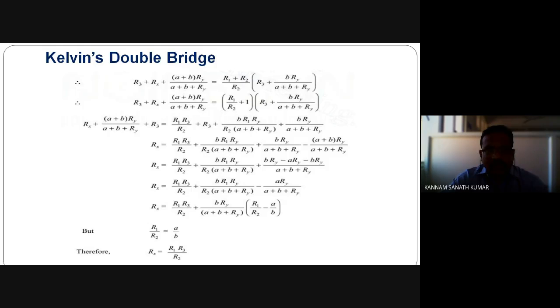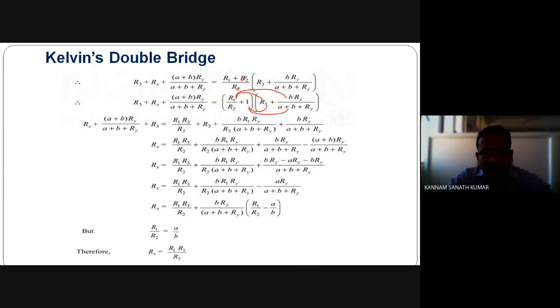Now divide this one. R1 by R2, R2 by R2, so both get cancelled. You are getting 1 plus 1. Next, Rx plus A plus B into Ry divided by A plus B plus Ry plus R3 equals, you multiply this one. So R1 R3 by R2 plus R3 plus B R1 Ry by R2 into A plus B plus Ry. So multiply this one, and next this one, and next this one. So B into R1 Ry by R2 into Ry plus B into Ry by A plus B plus Ry.